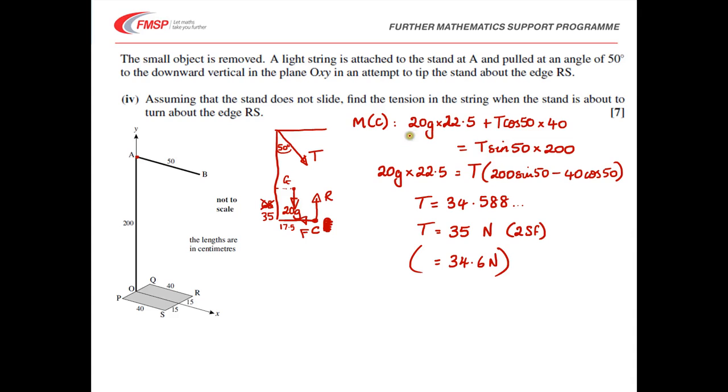Okay, quick run through the marking there. You'd have a method mark for an attempt to take moments about an axis along RS, which is what we've done here. You get a B mark for working out some numbers connected with the components of the tension here, an A1 for getting that correct, and a B1 for the answer in there, and then two A1 marks just to tidy that one up at the end there.